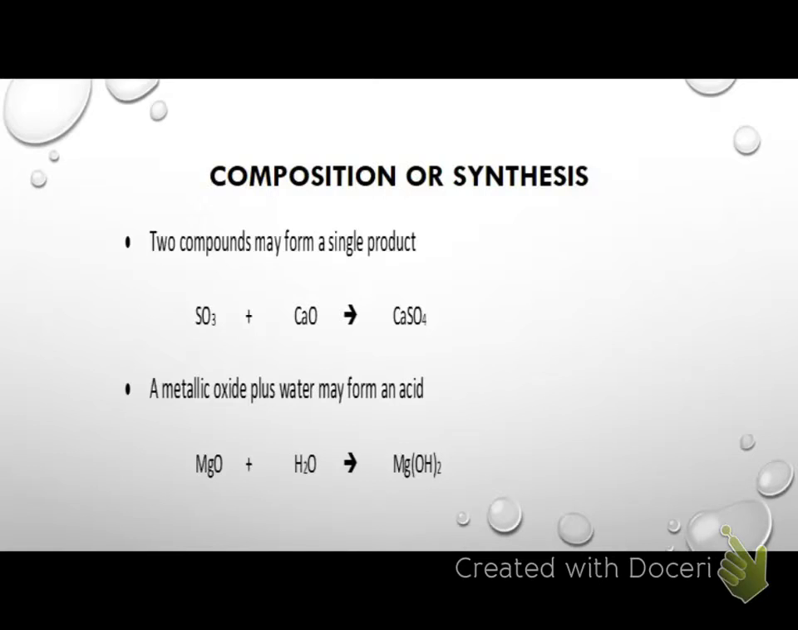And then a metallic oxide plus water will form an acid. I don't know why I said acid. That's not supposed to be an acid. That is a mistake. That is hydroxide. I am so sorry. Please make that note change in your notes. Form a hydroxide. It's actually going to form a metal hydroxide. So please fix that.